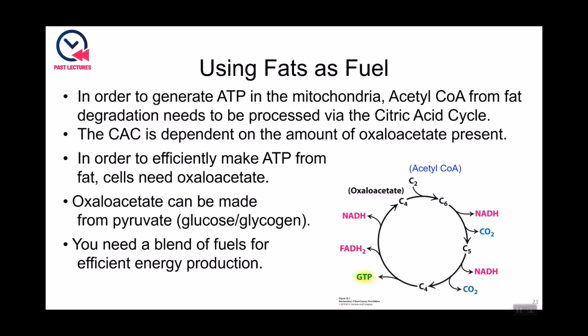We can speed up the citric acid cycle by producing more oxaloacetate, and there's a reaction that involves the use of pyruvate, which comes from glucose or glycogen. We did see this reaction when we were talking about the mutations that can be found in the citric acid cycle enzymes. So when it comes to efficiently producing ATP, it's actually better to have a blend of fuels, both carbohydrates and fats, in order to make a lot of ATP.